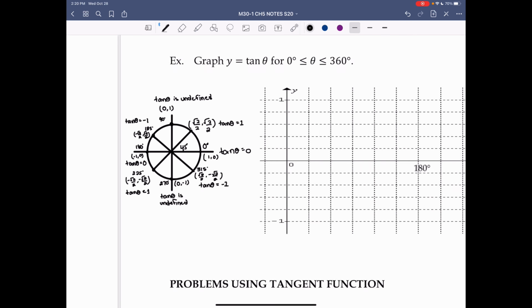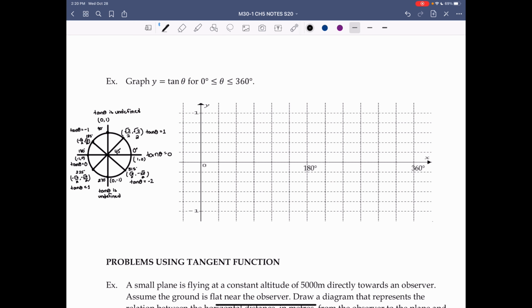Now we can plot this information on our graph. We're going from 0 to 180 in 1, 2, 3, 4, 5, 6 steps. So divide 180 by 6, we get 30. So our scale is 30, 60. I'm going to put 90 here, 180, and then halfway between 180 and 360, I'll put 270. I'm not going to label them all because it'll be too cramped.